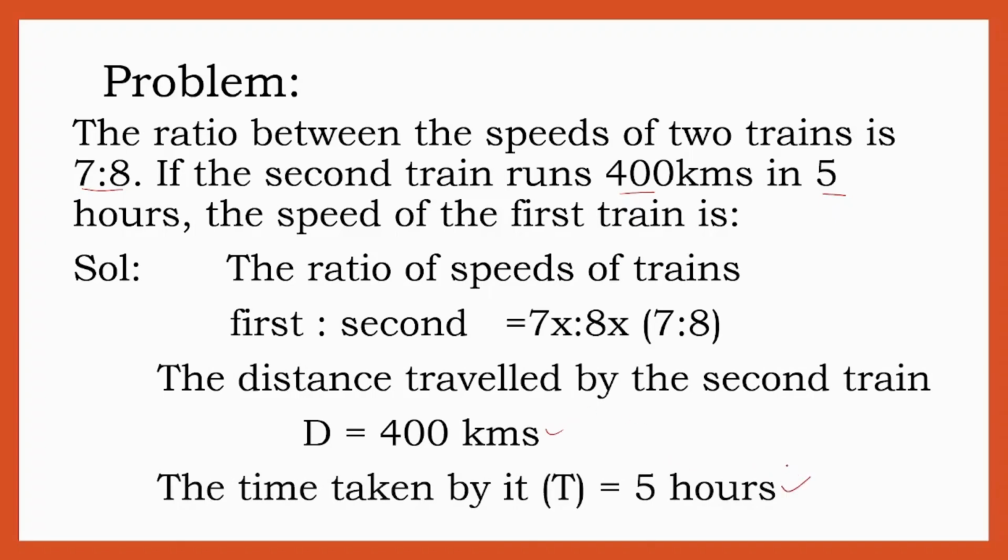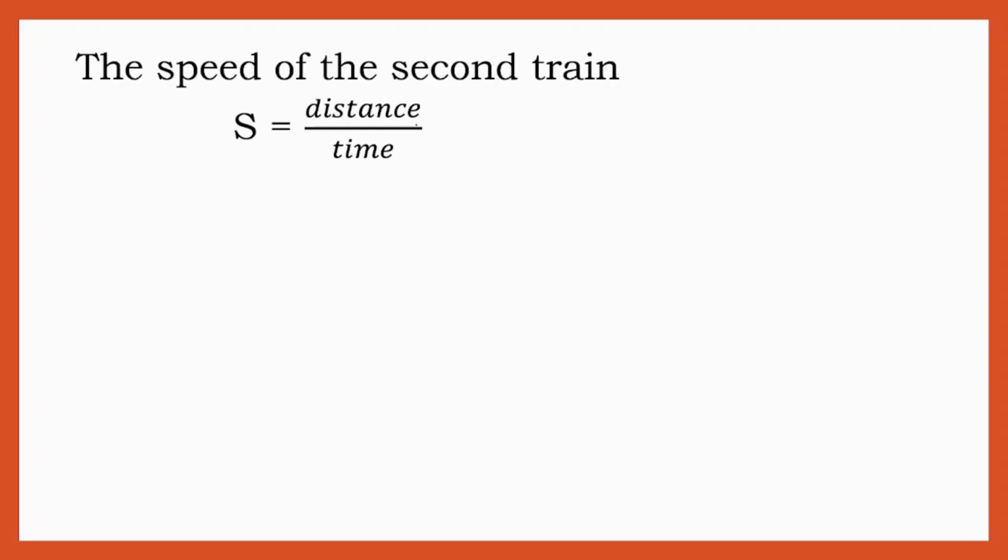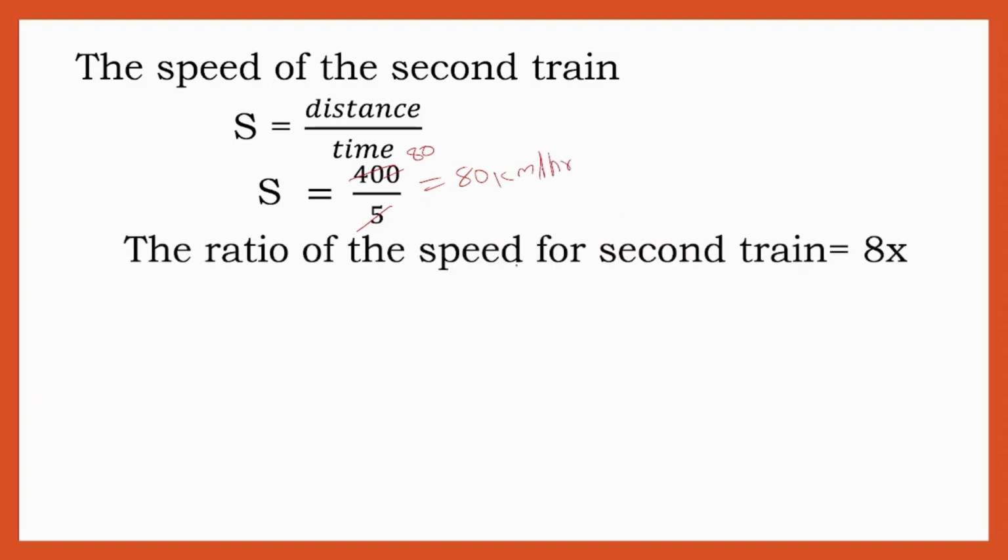So we can find the speed of the second train. Speed equals distance by time. So we have 400 as distance and 5. 5 ones are 5, 5 eights are 40, and 0 remains 0. So that is 80 kilometers per hour. As the measures are given in kilometers and hours, the ratio of the second train's speed is 8x. So this 80 kilometers per hour equals 8x. That's why 8x equals 80, and x will be 80 by 8, equal to 10 kilometers per hour.